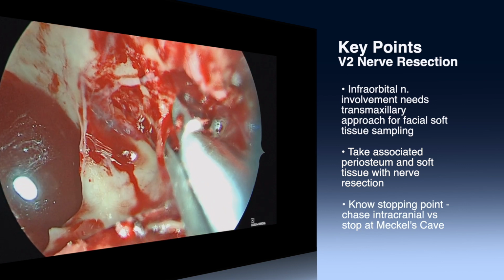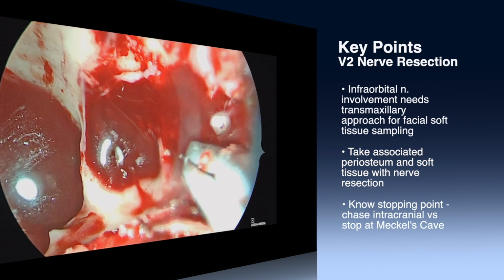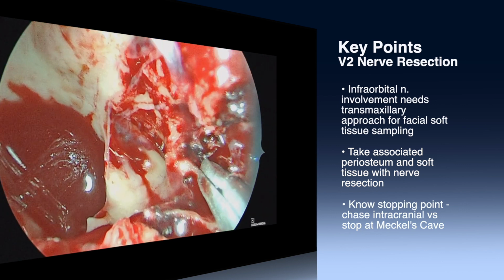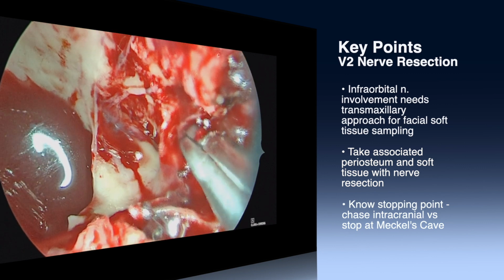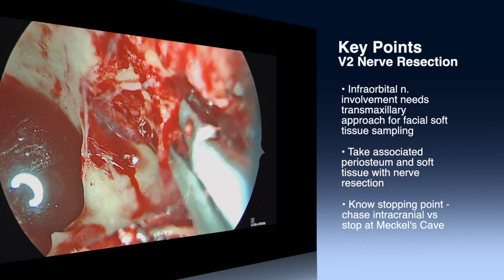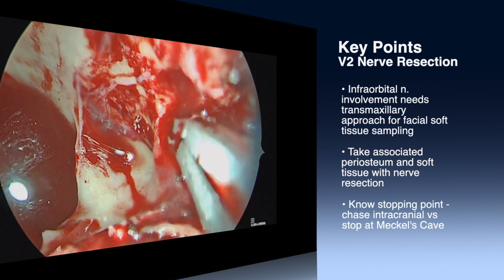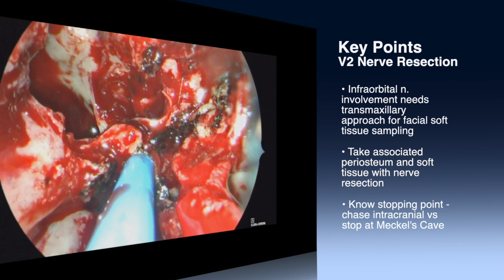Finally, when resecting the infraorbital nerve and V2 for involvement from a cutaneous malignancy, it's important that you approach this to resect the entirety of the nerve from a transfacial approach as well as an endoscopic endonasal approach, oftentimes utilizing a transpterygoid adjunct. It's important to take the entirety of the nerve as well as the soft tissue surrounding it, including the periosteum, as part of your specimen.